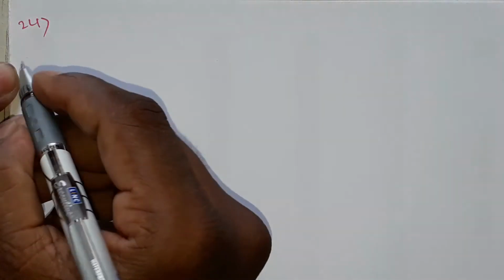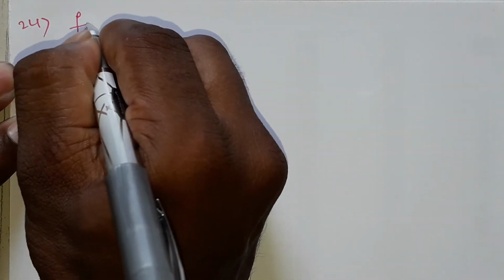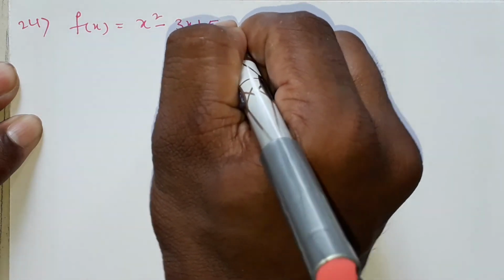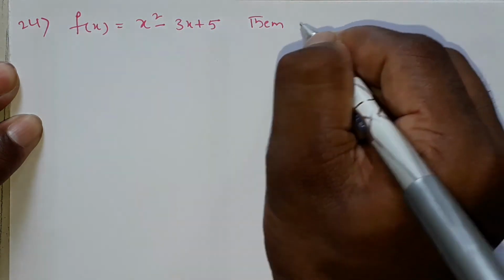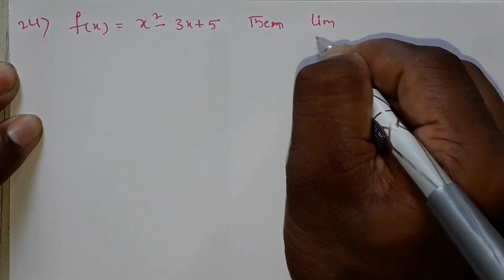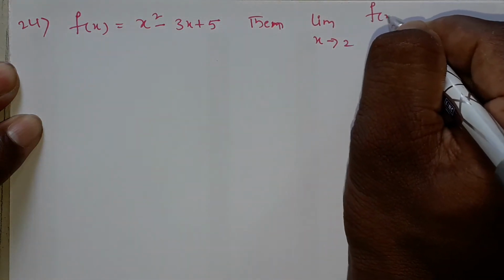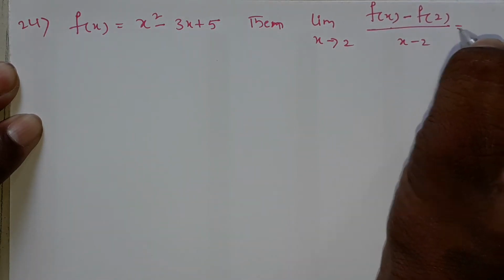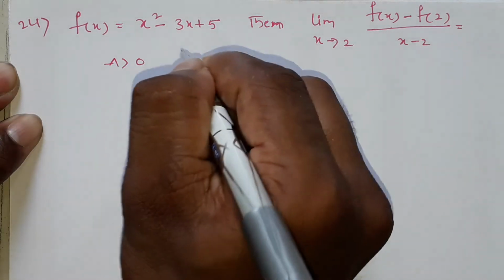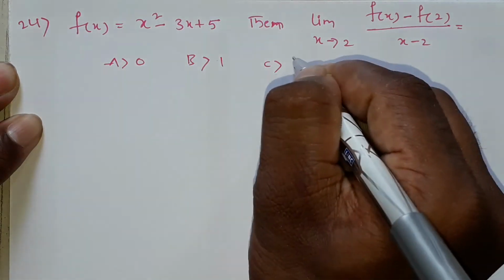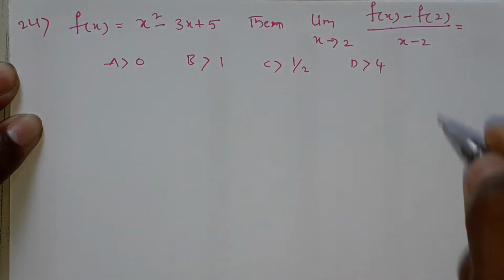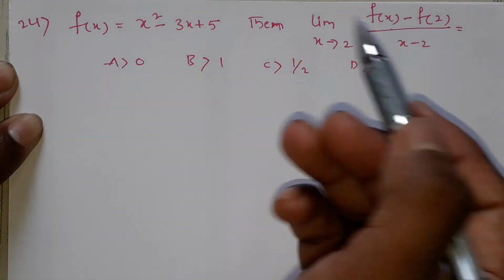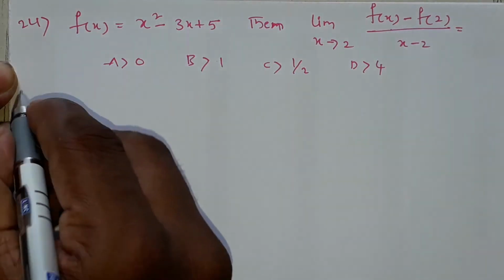24th one. f of x is equal to x square minus 3x plus 5. Then limit x extends to 2, f of x minus f of 2 by x minus 2 equal to. Option A is 0. Option B is equal to 1. Option C is 1 by 2. Option D equal to what? 4. Same similar question. In case you try, same question, take f of x square minus 3, take f of 2. Yeah. Next question.